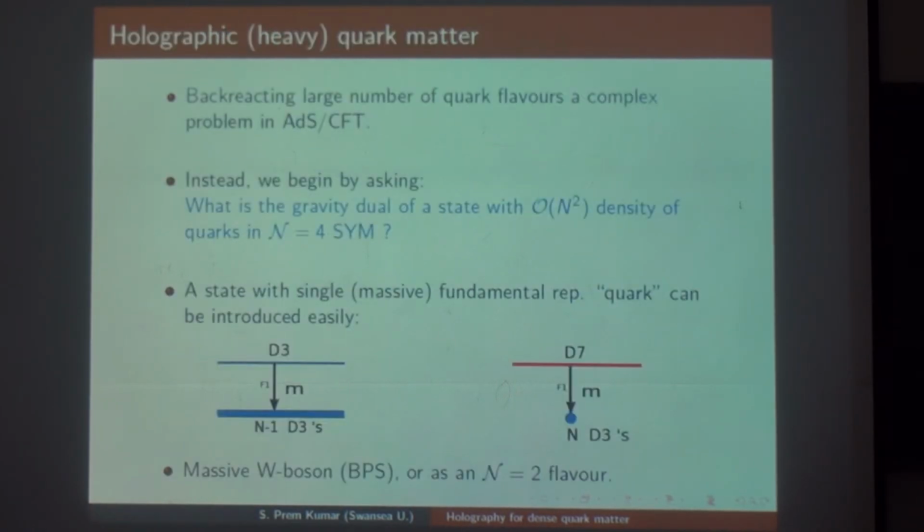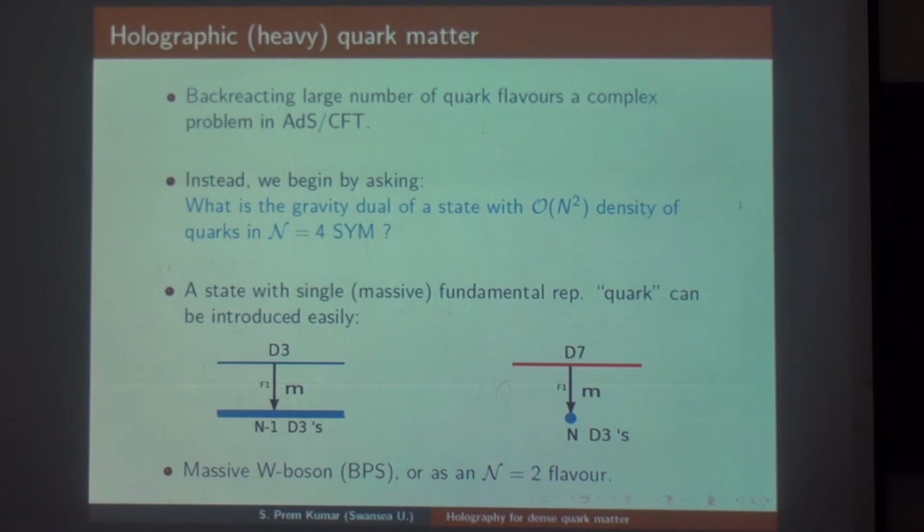So the way to realize that is, the question here is what we want to understand: a holographic state that describes quark matter at high densities. We want to take a large number density of quark flavors in AdS/CFT and begin by asking what is the gravity dual of a state with an order N squared density of quarks inside N=4 super Yang-Mills. I have this N=4 theory, which is described by AdS5 times S5. I want to start introducing quarks into that theory, and begin by asking a simplified question.